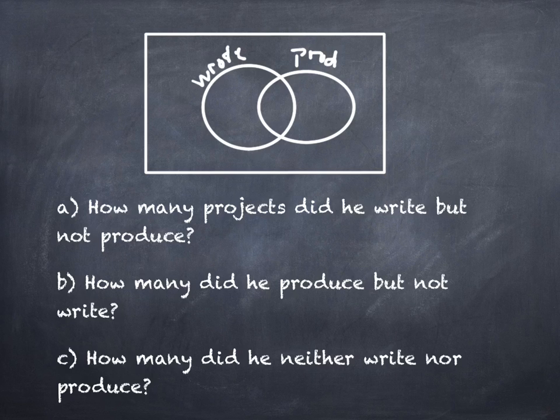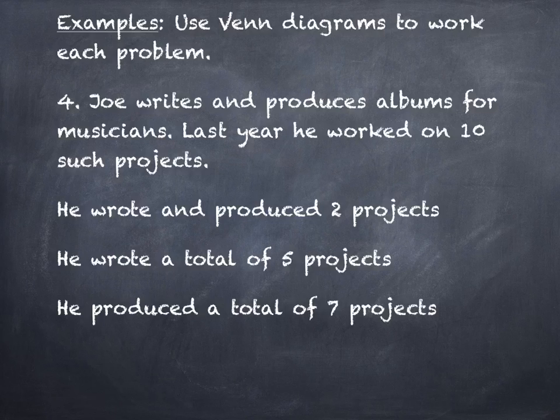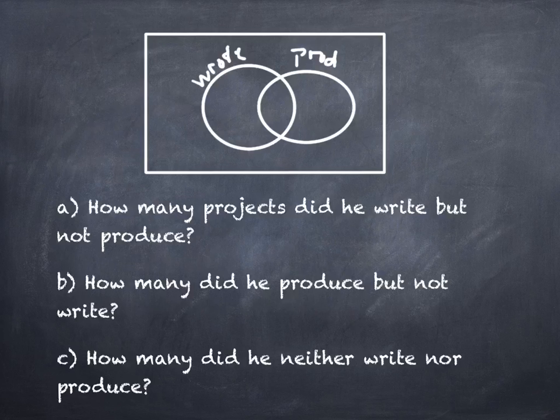Where am I going to start? The middle. All right, so do you know from this piece of descriptive data what is in the middle? 2. Because it says he wrote and produced, and "and" is one of those words that means intersection. Both of them happening at the same time. So in the middle is the number 2. Okay? And then we can go to either side next.